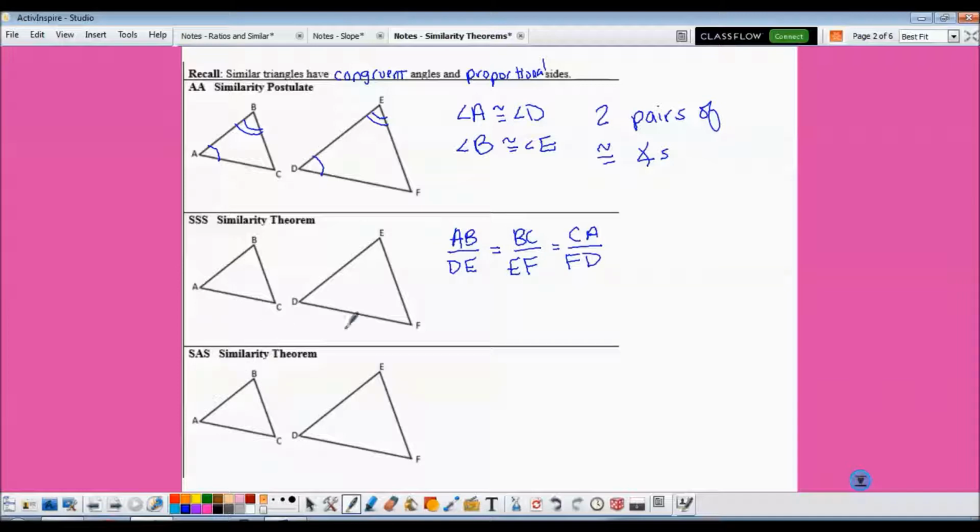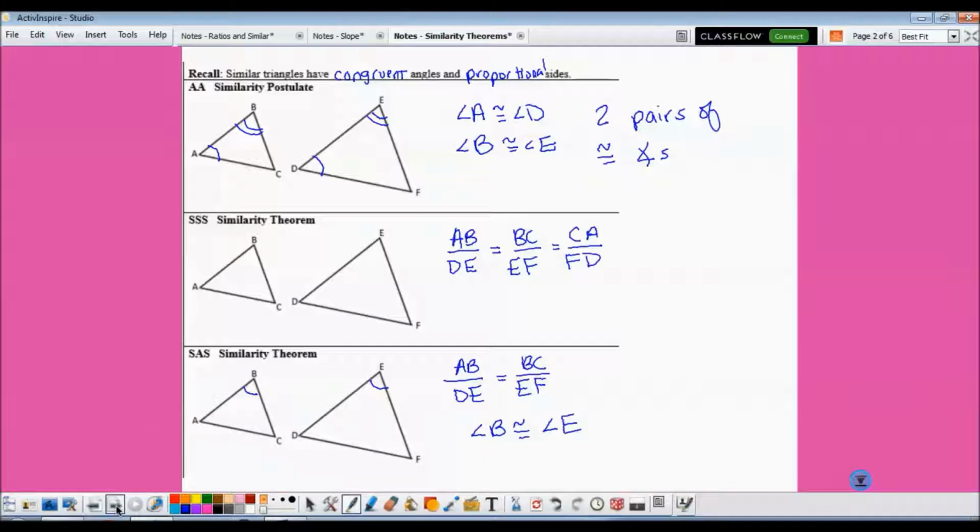For side-angle-side, the angle in between two of the proportional sides has to be congruent. So if AB over DE is equal to BC over EF, the angles in the middle, B and E, would have to be congruent. If you're using AB and AC, then A and D would have to be congruent.